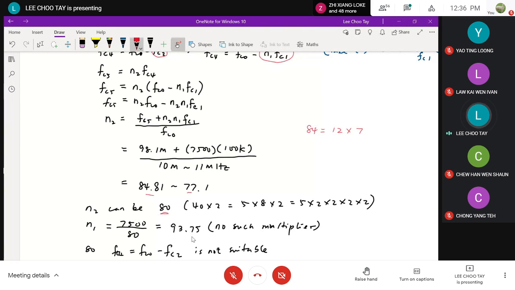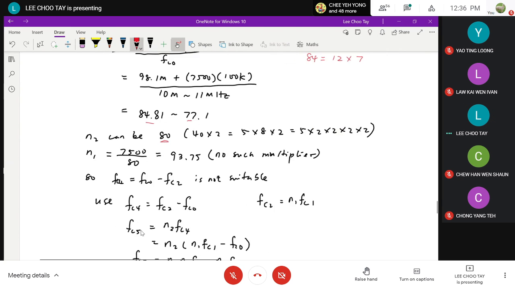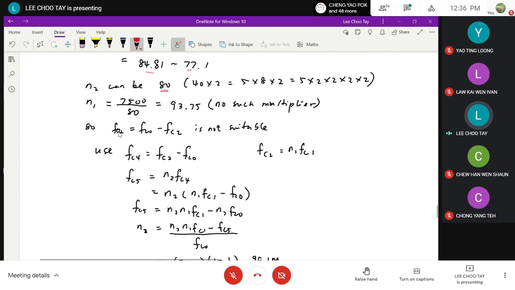How to get 93.75 from times 2, times 3, and times 5? No way, there is no such multiplier here. So that means this frequency expression for FC4 is not suitable. Then we're going to try another one, where FC4 is FC2 minus FLO instead.